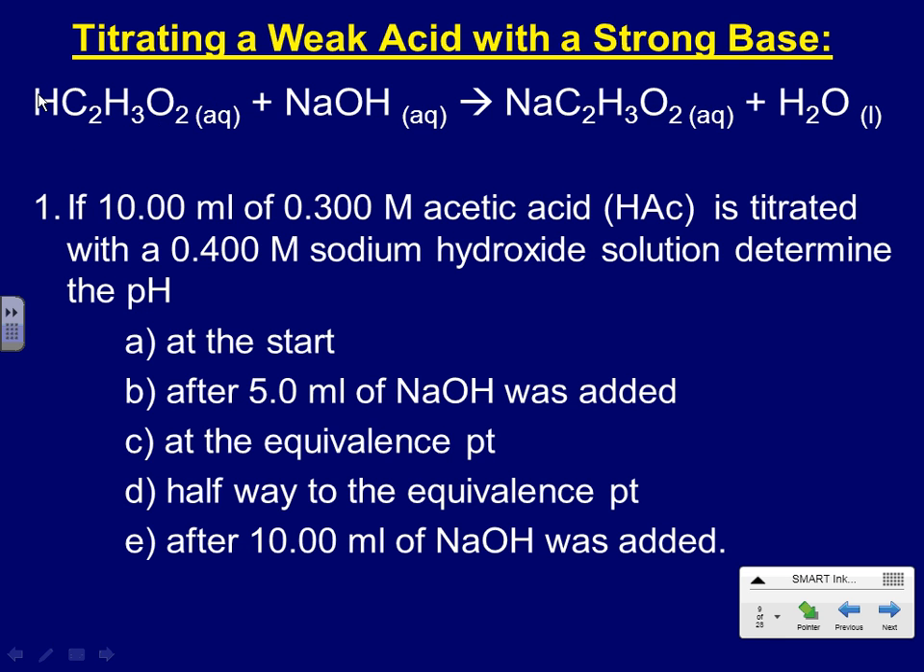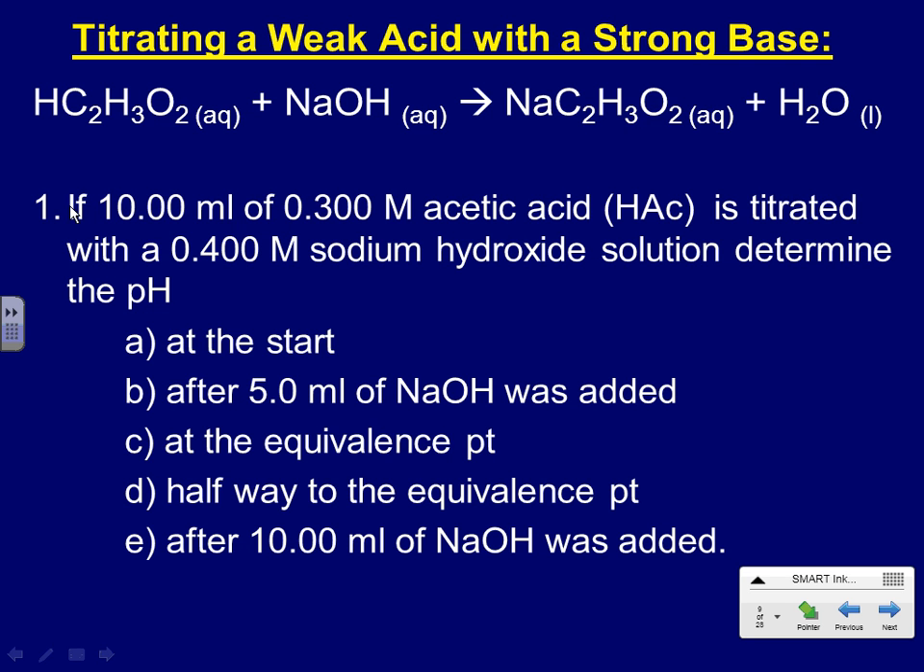In this particular example, we're going to be analyzing acetic acid, with this first H being the acidic H. It's going to react with sodium hydroxide. It's going to do the classic double displacement to produce sodium acetate and ultimately water. All right? Now, in the end, it is this conjugate base that we're going to be worried about.